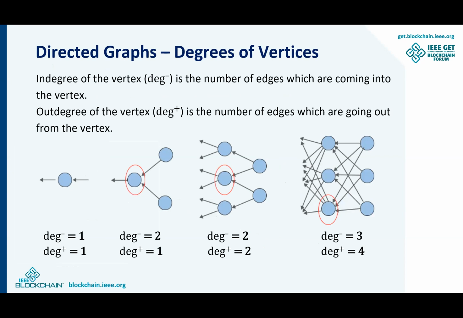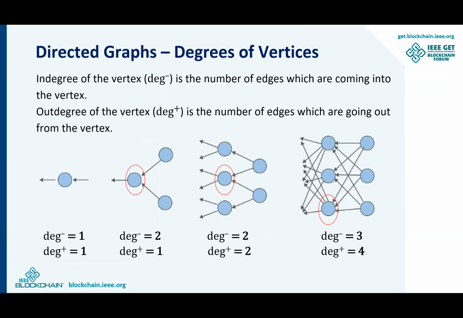Directed graphs actually have two types of degrees of vertices. The sum of all incoming edges is called in-degree. The sum of all outgoing edges is called out-degree.